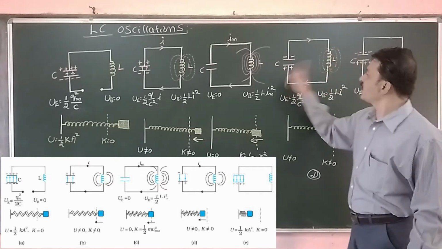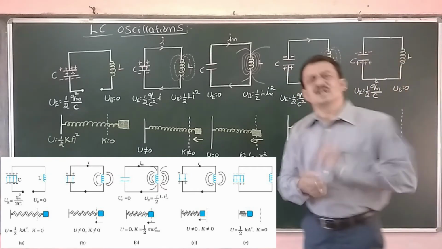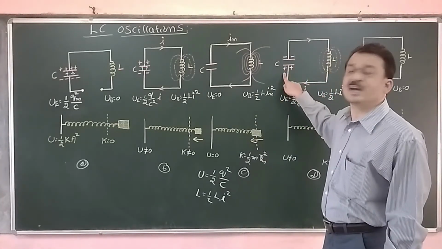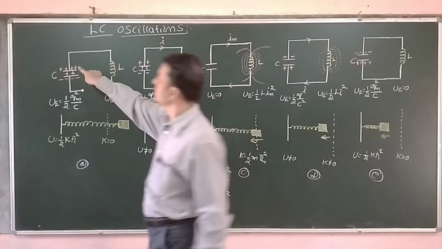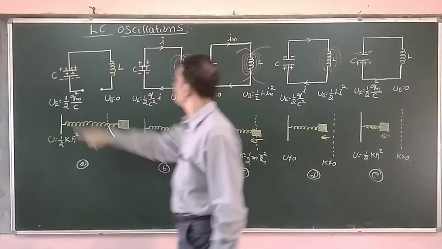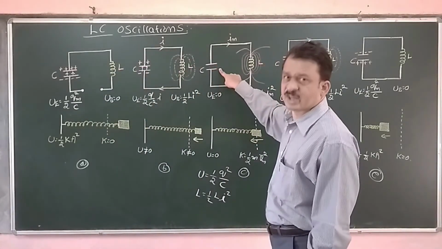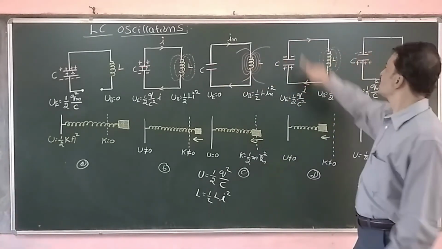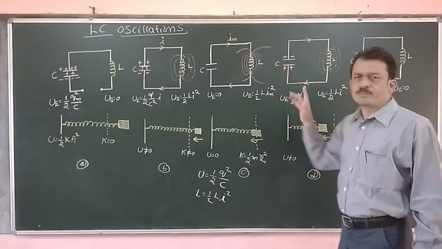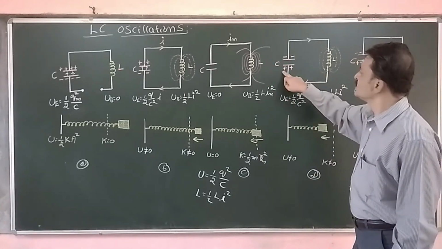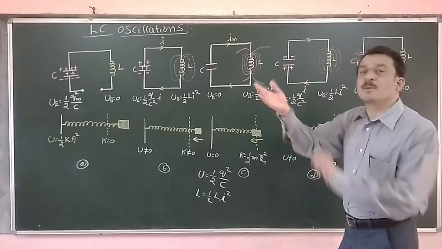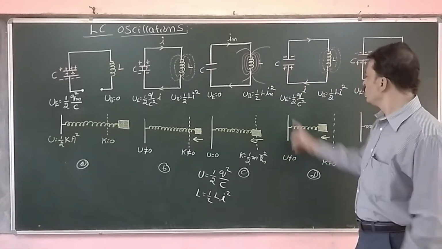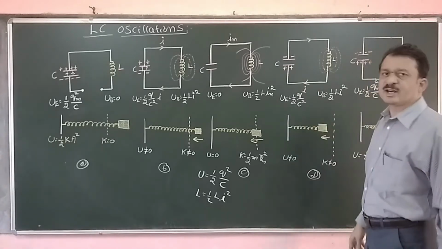Now this flow of current charges the capacitor once again, but in the opposite direction. Look here, initially the upper plate is positive and the lower plate is negative. Now it's completely discharged in this case. In the fourth diagram, this current further continues to flow, and hence the capacitor is going to charge in the opposite direction. That means the lower plate becomes positive and the upper plate becomes negative, and the corresponding energies are given here.